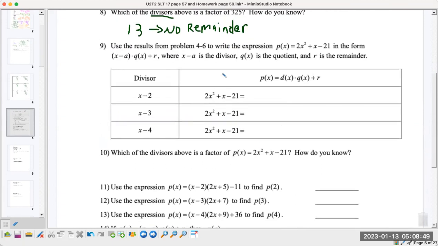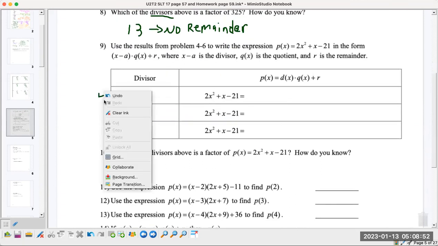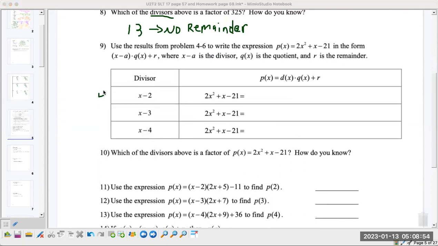All right, use the result from problem 4, 5, 6 to write the expression P of x equals 2x squared plus x minus 21 in the form x minus a times q of x plus r, where x minus a is the divisor, q of x is the quotient, and r is the remainder. All right, simple enough. We're going to write it here. P of x equals the divisor of x times q of x plus r.